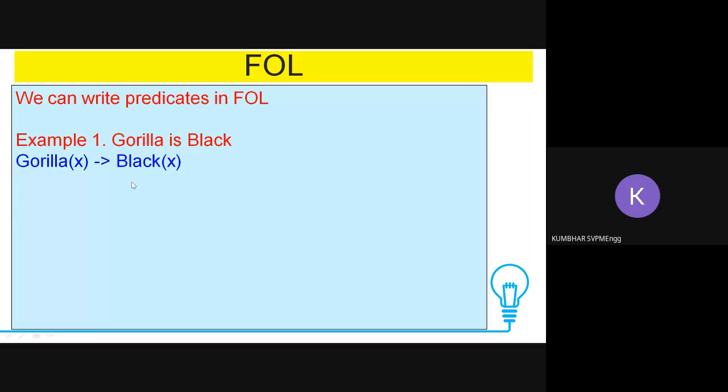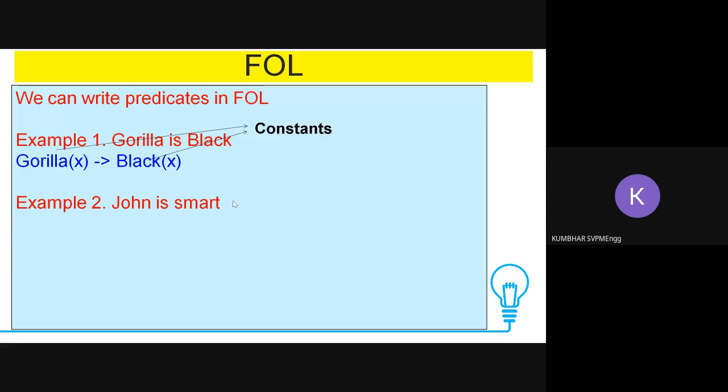Like this, we can write the logical statement in first order logic. Let's check one more example. In this example, gorilla has a fixed meaning, so it is a constant. Black color, again, is a constant. So this is one feature of FOL: you can use constants in this logic, which was not possible in propositional logic.